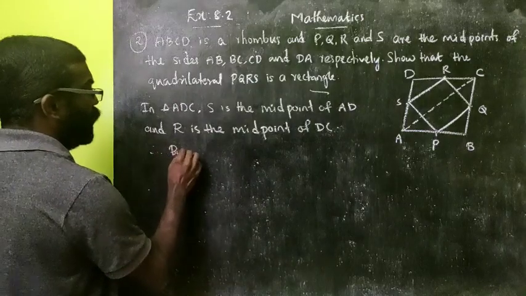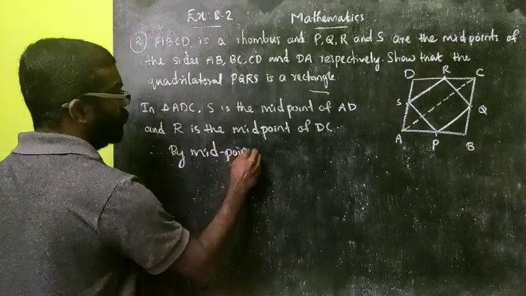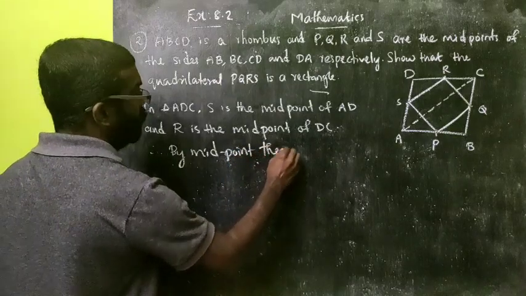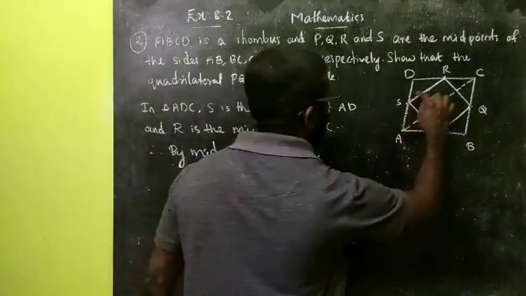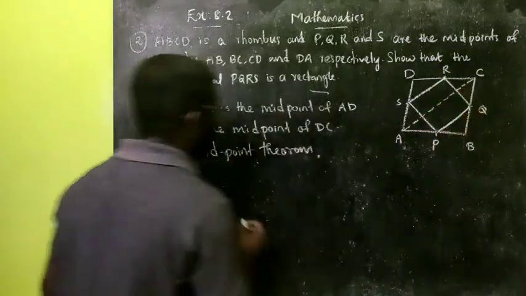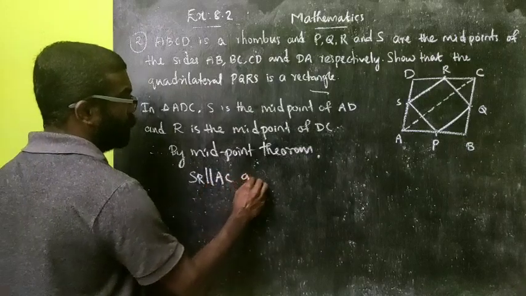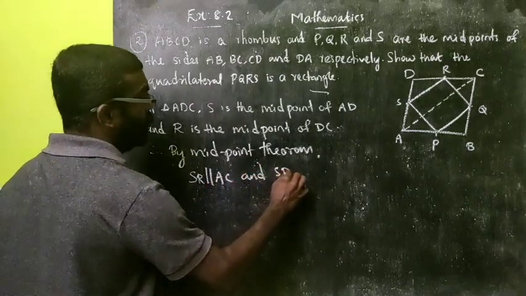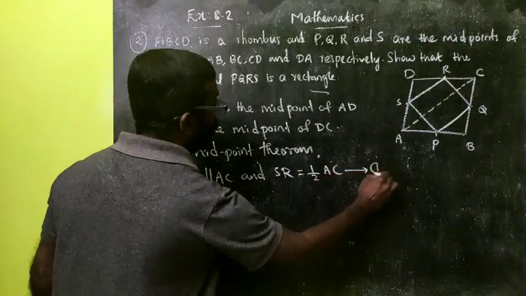Therefore, by midpoint theorem, we can write SR is parallel to AC and SR equal to half AC. Take it as equation 1.